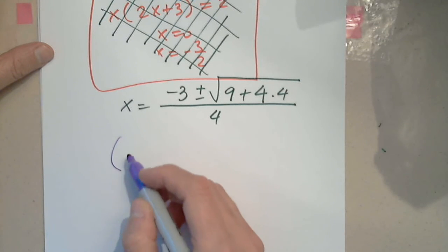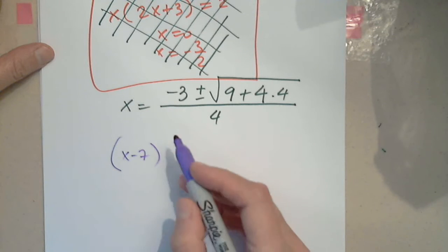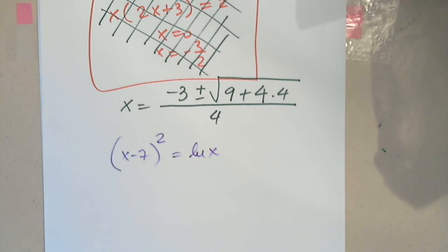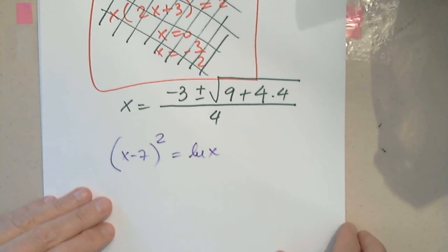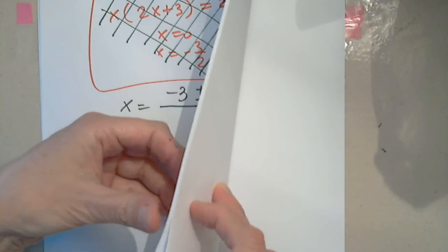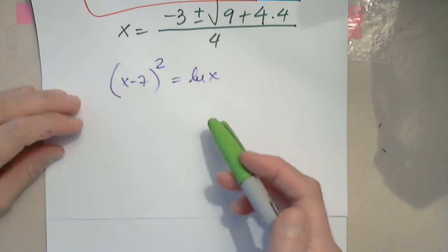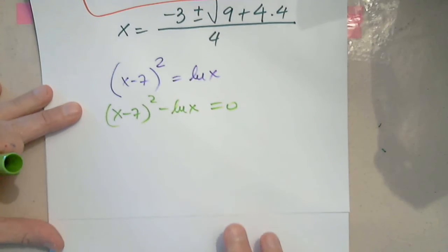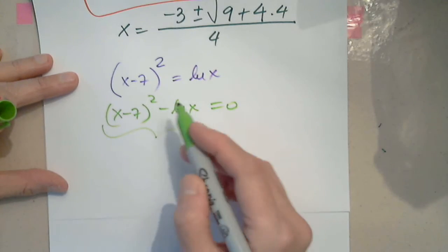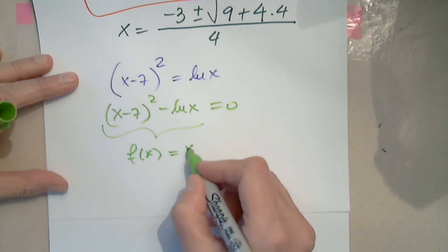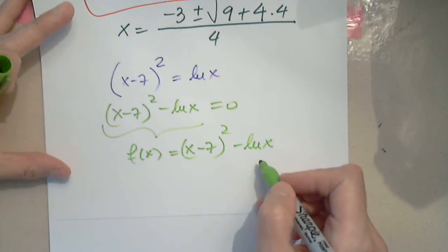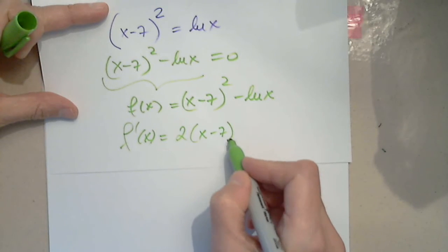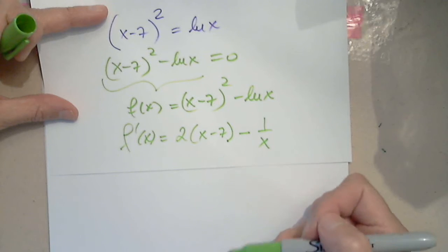It was (x minus 7) to the second power equals natural log of x. Perfect. Correct. So first we have to determine the function, because solving this equation is the same as solving this equation. We know that, correct? So that's why we call this f of x as (x minus 7) squared minus natural log x. We will immediately find f prime, which is 2(x minus 7) minus 1 over x, because the inner function's derivative is 1.